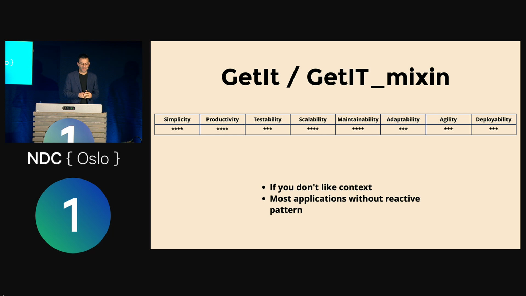And the last one was get_it with mix-in. Together, it makes a perfect choice especially for those who don't really want to deal with context in Flutter. So get_it is a service locator. It's built on top of the service locator idea, so it helps you inject your dependencies very easily in different places. And with mix-in, it makes a very good state management.